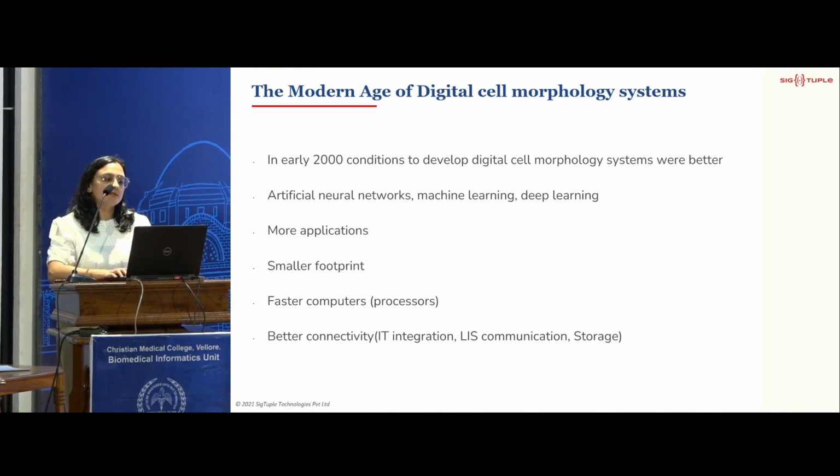In the early 2000s, conditions to develop digital cell morphology systems were better. The concept of artificial neural networks, machine learning, deep learning came into existence, and they found more applications. You build a product, but you need to apply it somewhere. You just can't build it with no use, there's no point, right? Then there were smaller footprints, faster computers and processors. This was a huge advantage, and better connectivity. So remote access was achieved by this. Today I can sit in Vellore and actually see a slide which is being scanned in Bangalore and even report it. That is the magic of this.